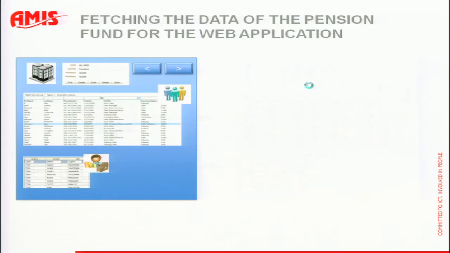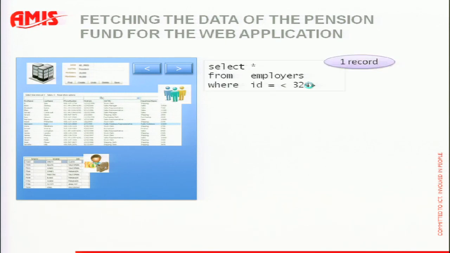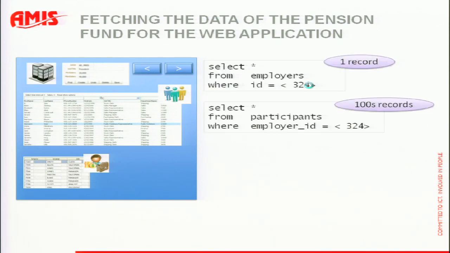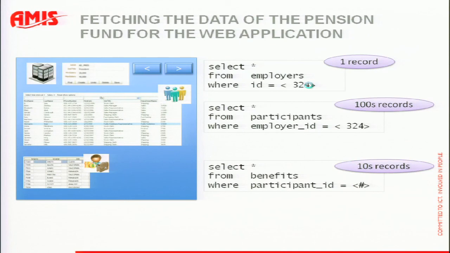Fair enough. They've done this using an object relational mapping framework, and what you get is a single query to fetch the employer, a single query to fetch the participants that work for this employer, or that have worked for this employer, and whenever we select a participant, another query to fetch all the benefits. And you see an indication of the numbers of records involved. One record, several hundreds of records, and tens of records.